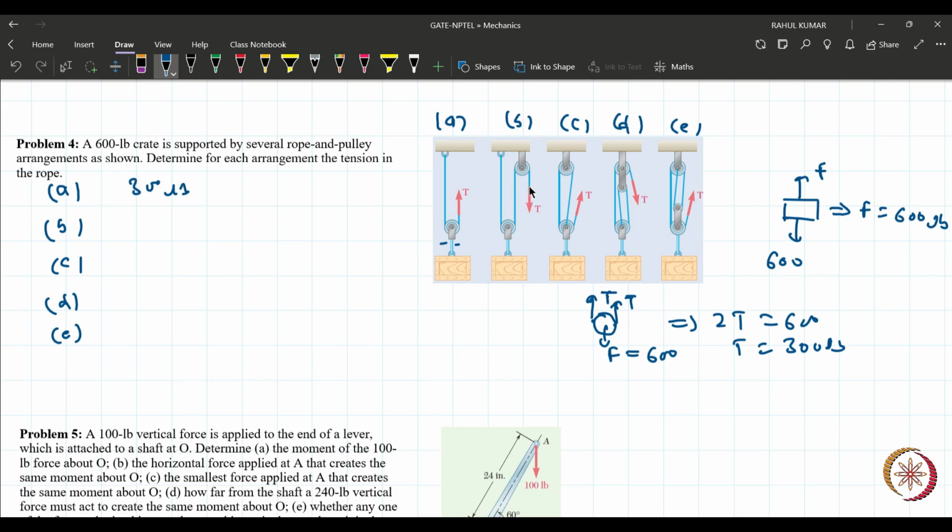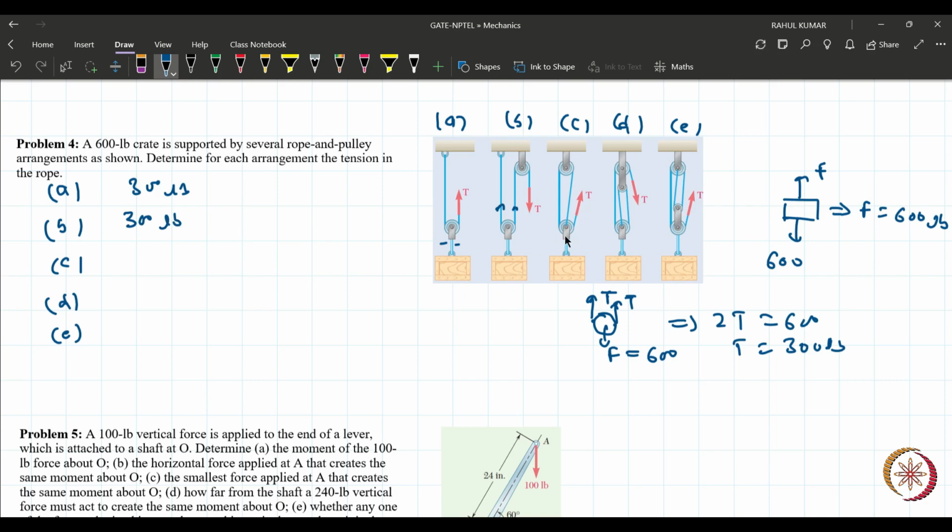In this situation again, the tension in the string all over the string will be T, and the situation is the same as this one. Again the same T are acting in opposite directions, and these two T will be balanced by 600 lb. The answer will be the same, 300 lb. Now see this situation.